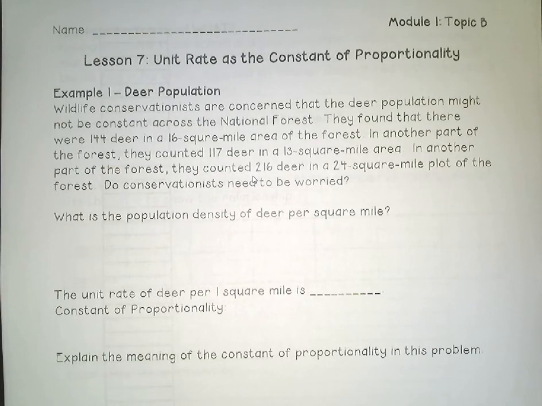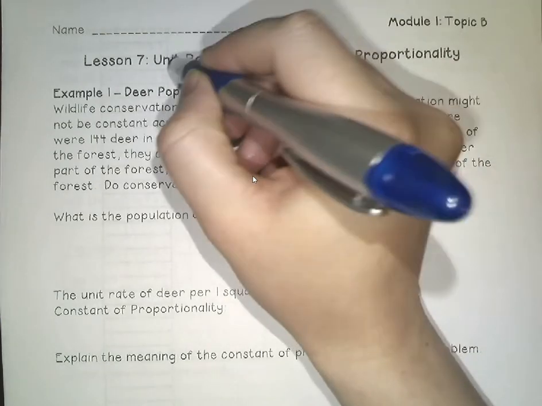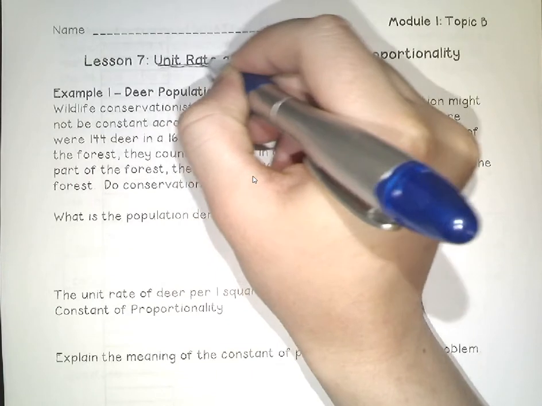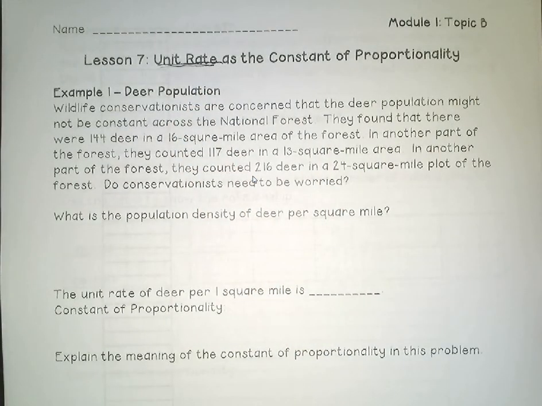So in the title itself, unit rate as the constant of proportionality, we can see that in previous lessons, we talked about how if a relationship is proportional, the unit rate is constant, it does not change, right? So the unit rate is the constant that shows a proportional relationship. Therefore, unit rate is the constant of proportionality. The new word that you are learning today, constant of proportionality, is the old word that you already know, the unit rate.